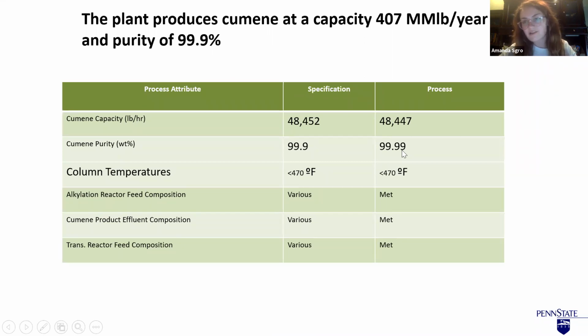From this table of specs being met, the cumene production plant successfully reaches cumene capacity at 407 million pounds per year at 99.99% purity. Throughout the process, the distillation columns remain under the maximum temperature as well. The group successfully meets 10 specifications regarding the composition of the streams entering the alkylation reactors and the transalkylation reactor, as well as the specifications regarding the composition of the cumene product effluent.